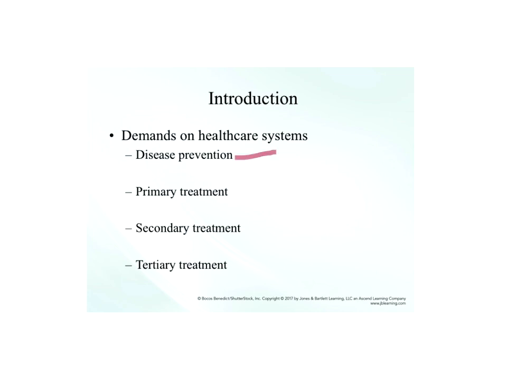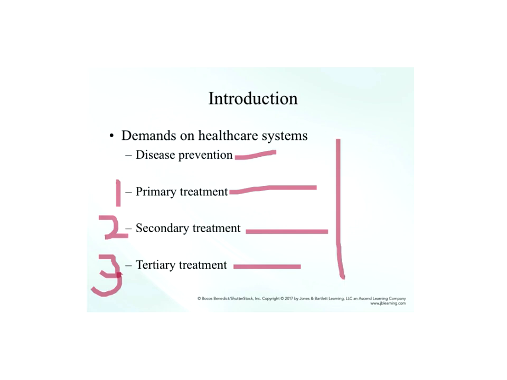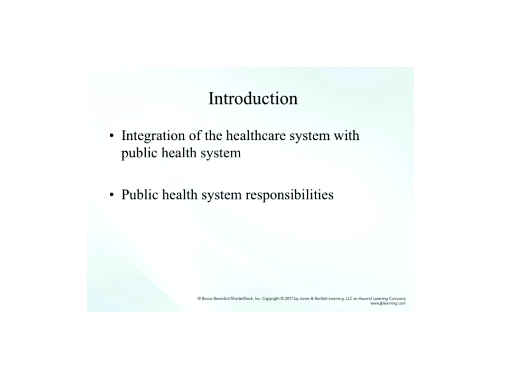You have the first one here. You have disease prevention, your primary treatment, secondary treatment, and then tertiary. Primary being 1, secondary again obviously being 2, and tertiary being your third area. That is just a really bad number 3 that I just drew there. Don't you all agree? Don't say it, but you can think it. Yes, at least I'm trying. But these are the 4 areas that we need to consider when dealing with the demands on the healthcare system.